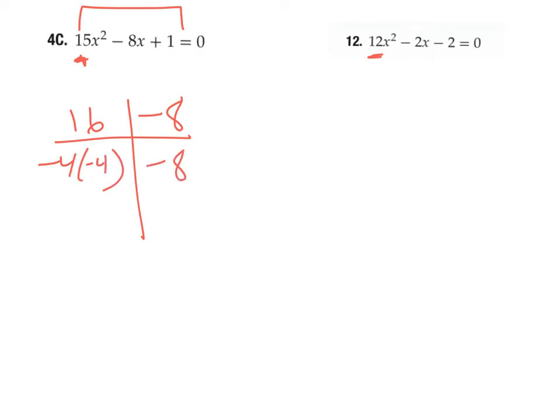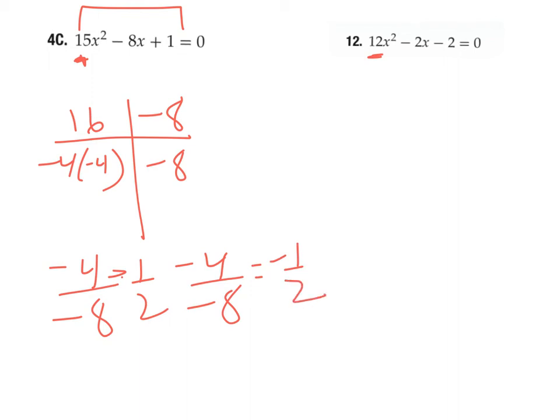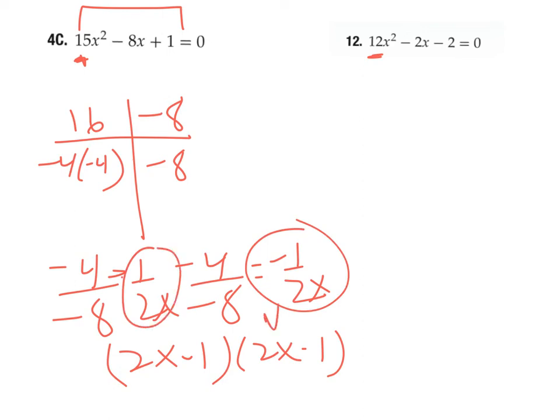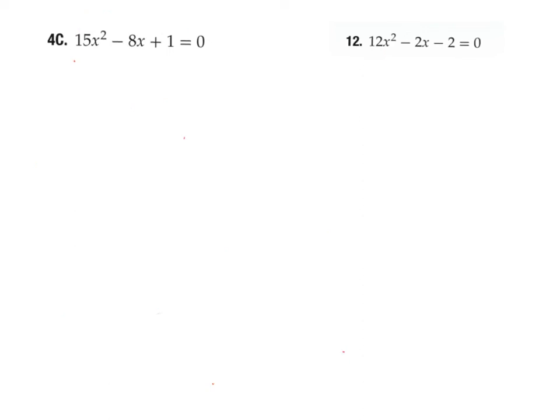So I now take these, because of coefficients, and I have to divide it out with that middle coefficient. So negative 4 divided by negative 8. And when I do this and reduce this, I get negative 1/2. The denominator gets the letter, so it becomes 2x minus 1 and 2x minus 1. So this becomes our factors. Alright, let's do one more.